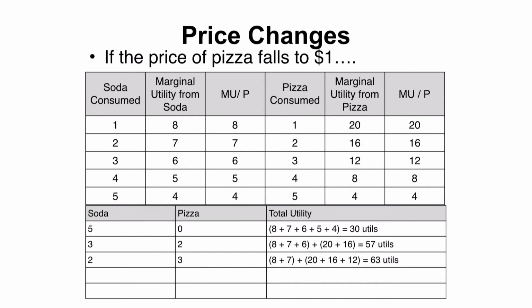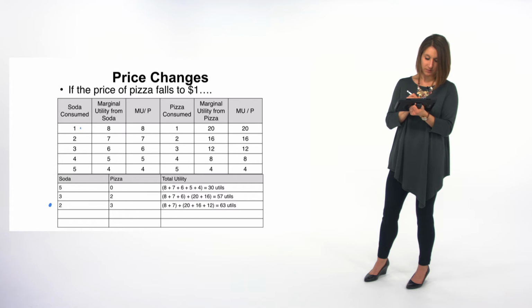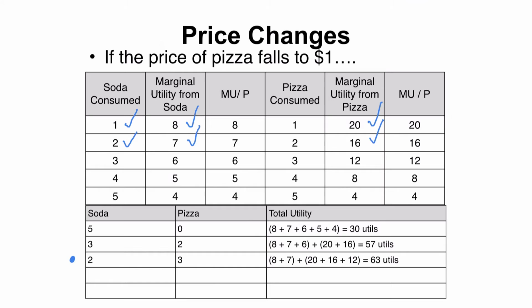If we change our consumption bundle to spending $2 on soda, $3 on pizza, we consume 2 cans of soda, 3 slices of pizza. Our total utility is going to be derived from the 2 cans of soda that we consume, so 8 plus 7, plus the 3 slices of pizza, so 20 plus 16 plus 12, total utility of 63 units.